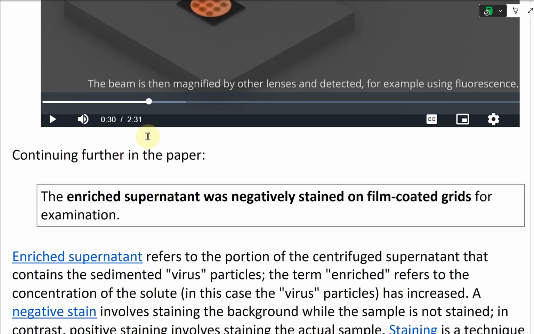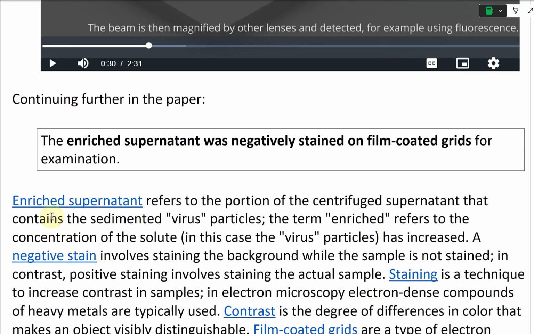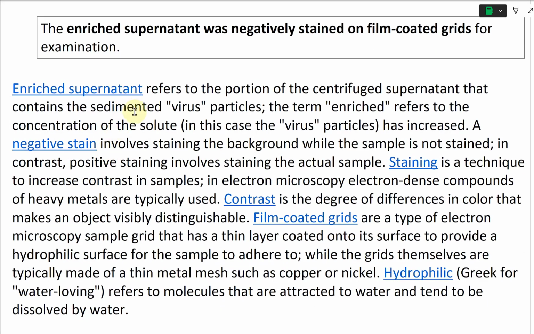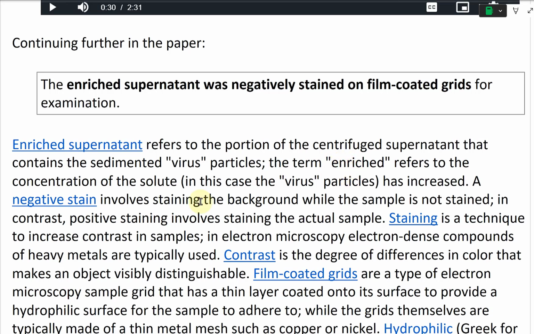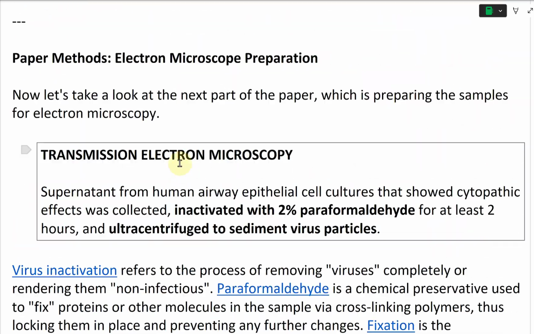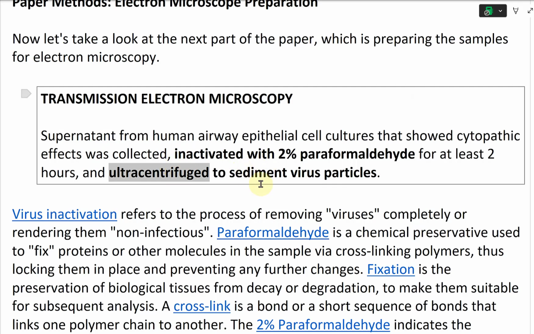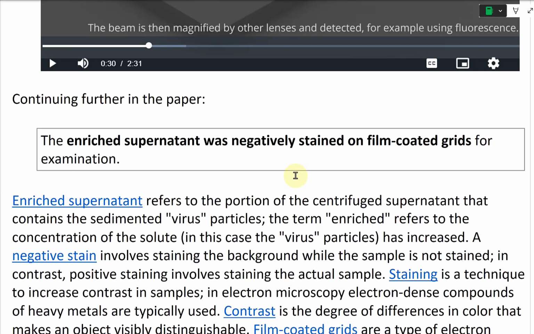That's very interesting. All right, continuing further in the paper, the enriched supernatant was negatively stained on film-coated grids for examination. So enriched supernatant refers to the portion of the centrifuge supernatant that contains the sedimented virus particles, and the term enriched refers to the concentration of the solute, in this case the virus particles, having increased. So you would use an ultracentrifuge. You would take that supernatant and ultracentrifuge it, so you would basically get the supernatant of the supernatant, and the sedimented particles are assumed to be virus, and that's called enriched supernatant, because you're ultracentrifuging the already centrifuged supernatant.